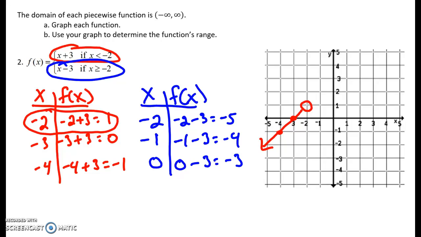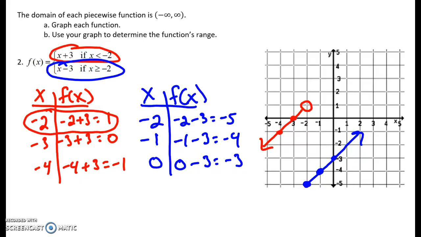Now I plot those points. In this case, x is greater than or equal to negative 2. Since it's or equal to negative 2, I'm going to have a closed circle at negative 2, negative 5, my first point. And I'm going to plot a point at negative 1, negative 4, and finally 0, negative 3. And I'm going to sketch my line. And that's the graph of the piecewise function.